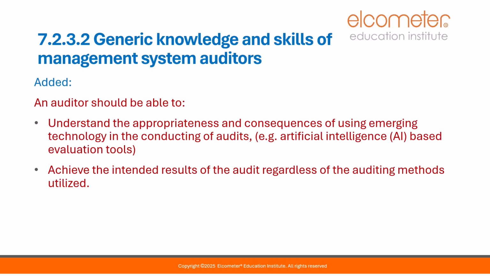The 19011:2025 version for 7.2.3.2, generic knowledge and skills of management system auditors, they added, an auditor should be able to understand the appropriateness and consequences of using emerging technology in conducting the audit. For example, artificial intelligence-based evaluation tools. And second, achieve the intended results of the audit regardless of the audit methods utilized.